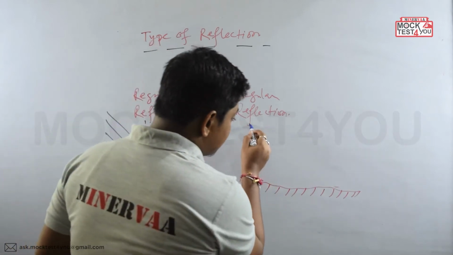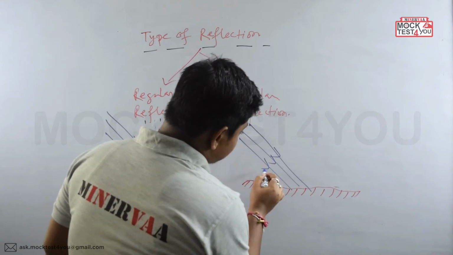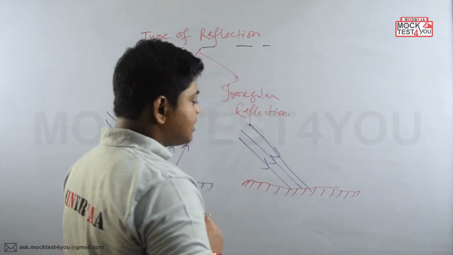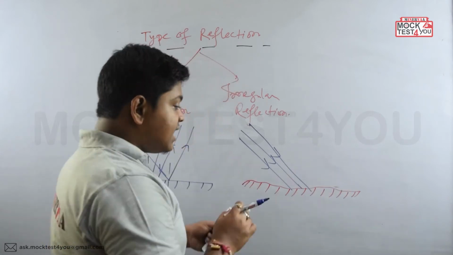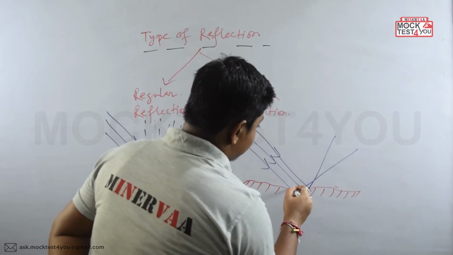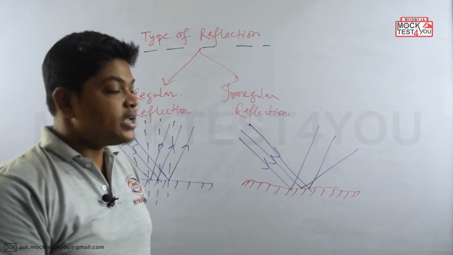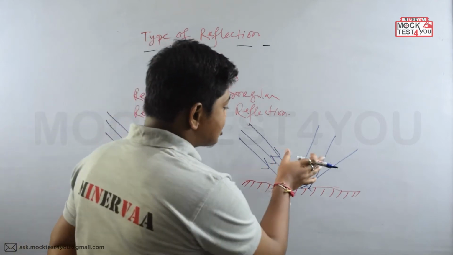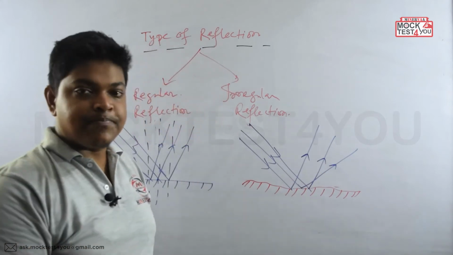Suppose a parallel beam of light rays is coming to this portion as well. If the parallel beam of light rays is incident on that surface, then after the reflection, as the surface is not smooth, it is very rough, they just move in different directions, right? They are not moving parallel with each other.